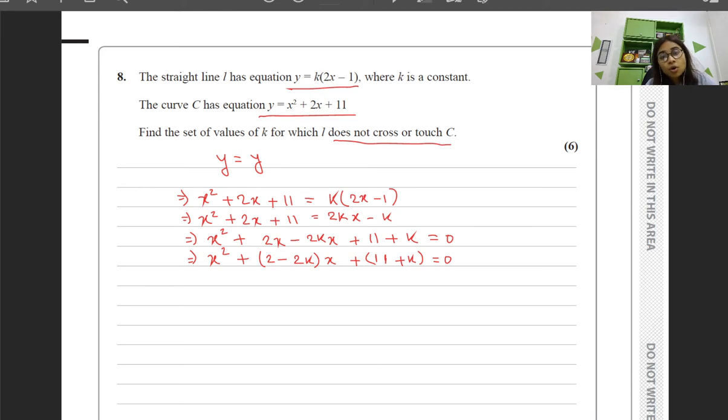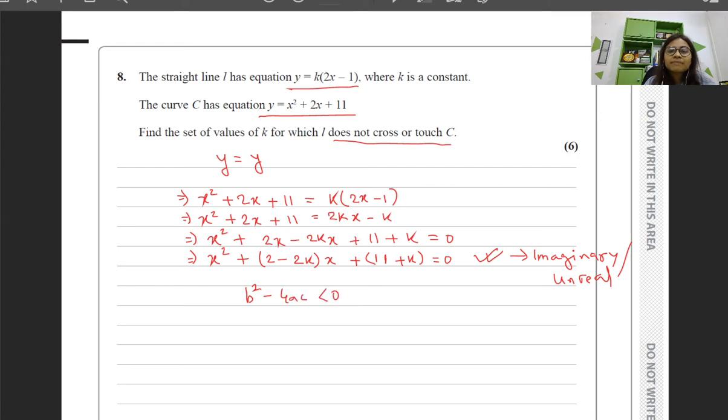Now understand that the question already told us that they do not cross or touch each other. So basically the solution of this quadratic equation will be imaginary or unreal, whatever you say. So there will be no real roots of this quadratic equation. If there is no real root, then we know that the value of b² - 4ac will be less than 0.